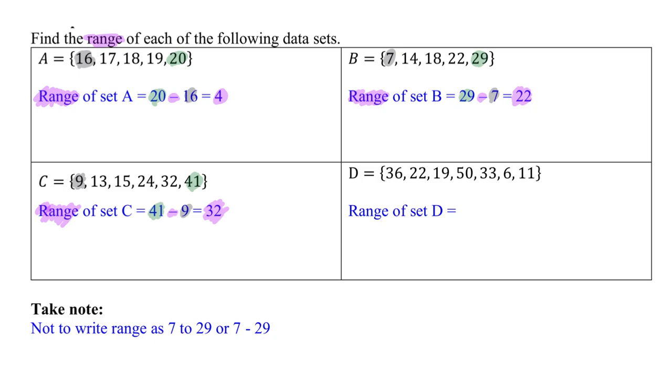And for set D, the data is not arranged in ascending order. Not to worry, the idea is still the same. I just need to make use of the largest value minus the smallest value. So in this case, the range of D would be equal to 50 minus 6 to give me a value of 44.